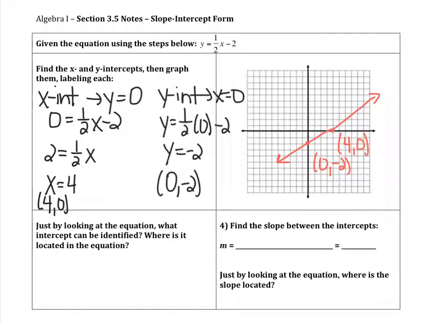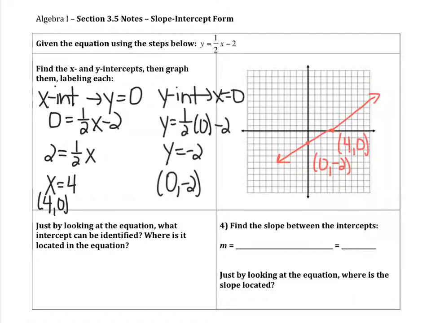The next question asked, just by looking at the equation, what intercept can be identified and where is it located in the equation? When we look at our x-intercept, it was (4, 0). The y-intercept was (0, -2). Looking at this equation, I see a negative 2, the minus 2 part of the equation. So therefore, I can identify the y-intercept by just looking at the equation.